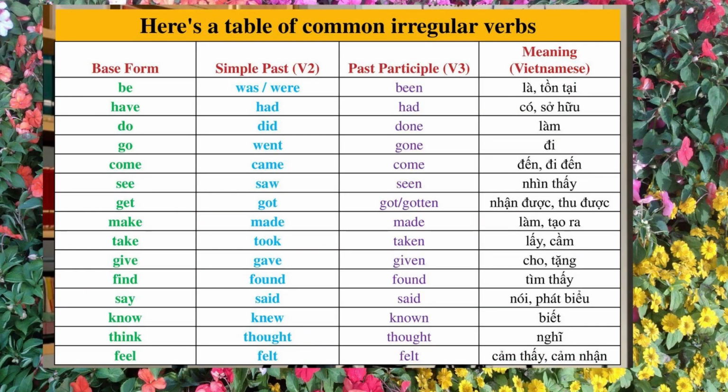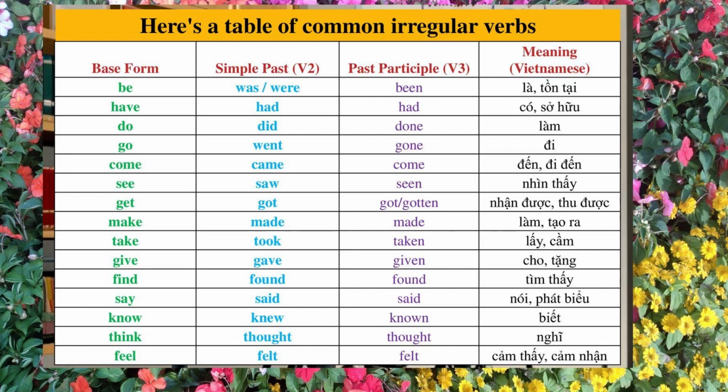Here's a table of common irregular verbs. This list includes some irregular verbs in the English language. Each verb presents the base or bare infinitive initially, succeeded by the simple past, V2, form. For example, be: was, were. Have: had. Do: did. Go: went.